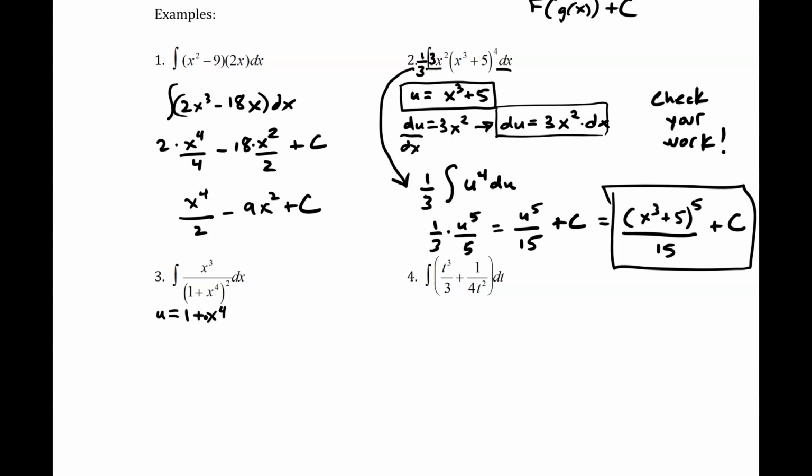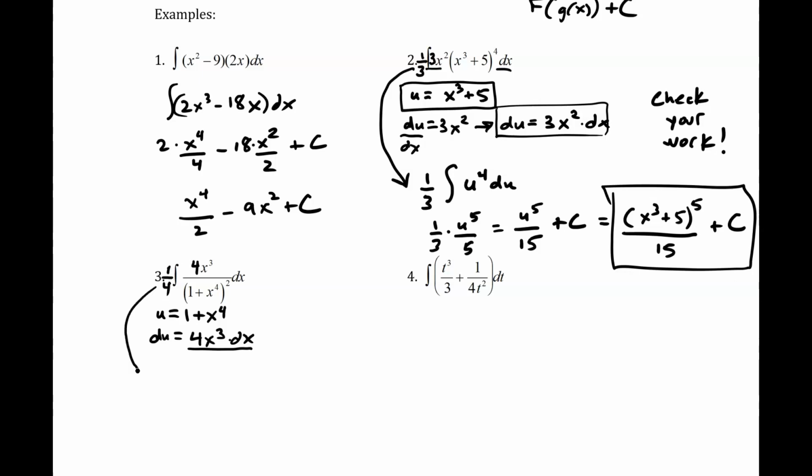Now if u is equal to 1 plus x to the fourth, what would du be equal to? Well, du would be equal to 4x to the third times dx. Remember, technically du over dx is equal to 4x to the third, but then I move that dx over. Do we have 4x to the third dx in the integrand? No, but we're close. We've got an x to the third dx. So I'm just missing that 4. But I can't put a 4 in there without putting a 1/4 in front.